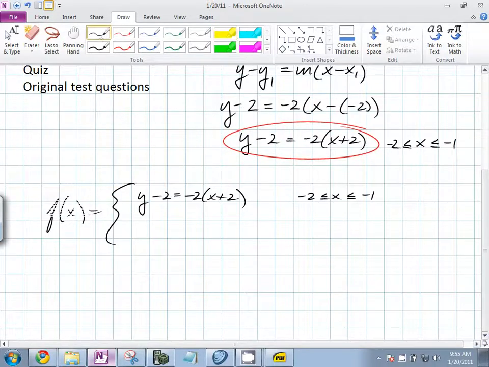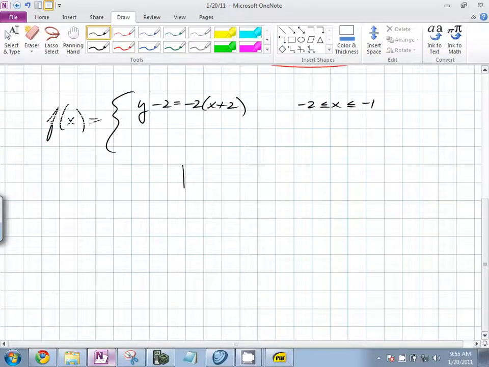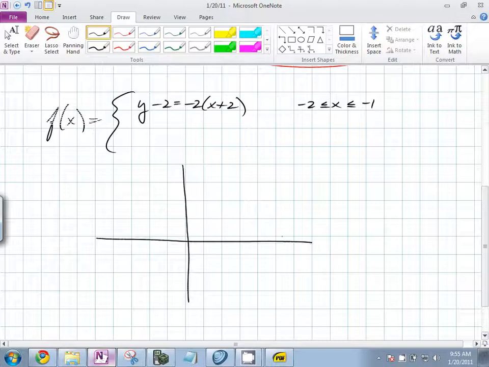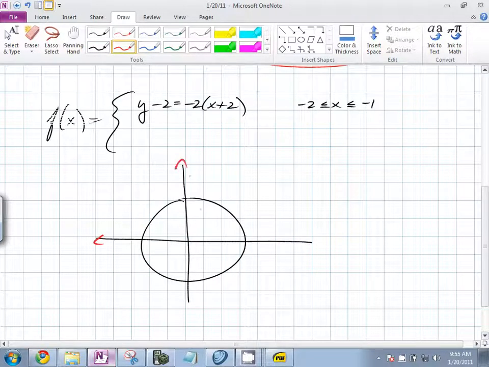Did you draw this? Yeah. So you want the top half of the circle. You want this right here. Does anybody know what the equation of a circle is with radius 1 centered at the origin?